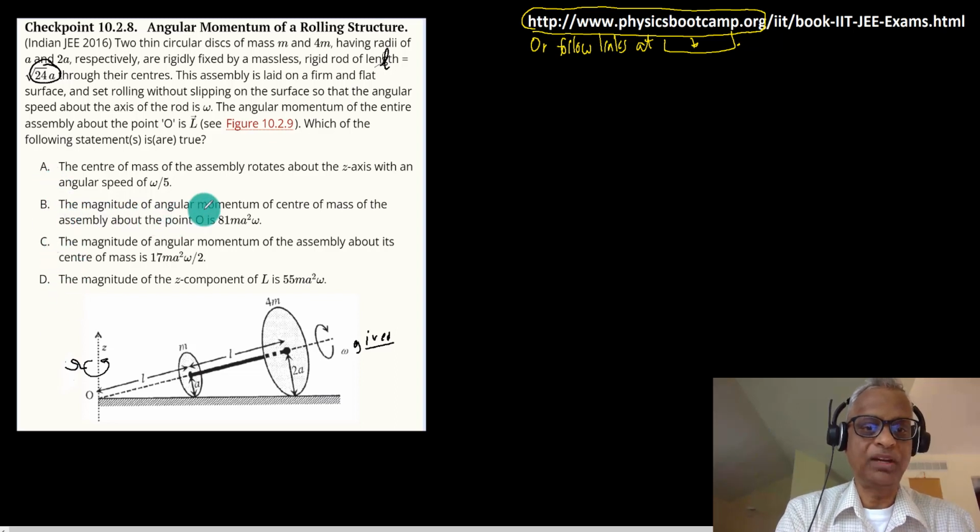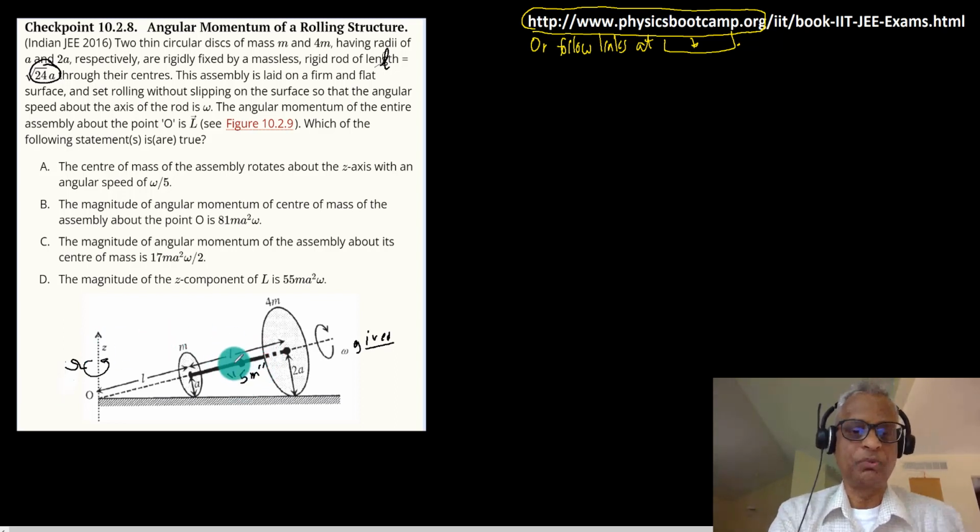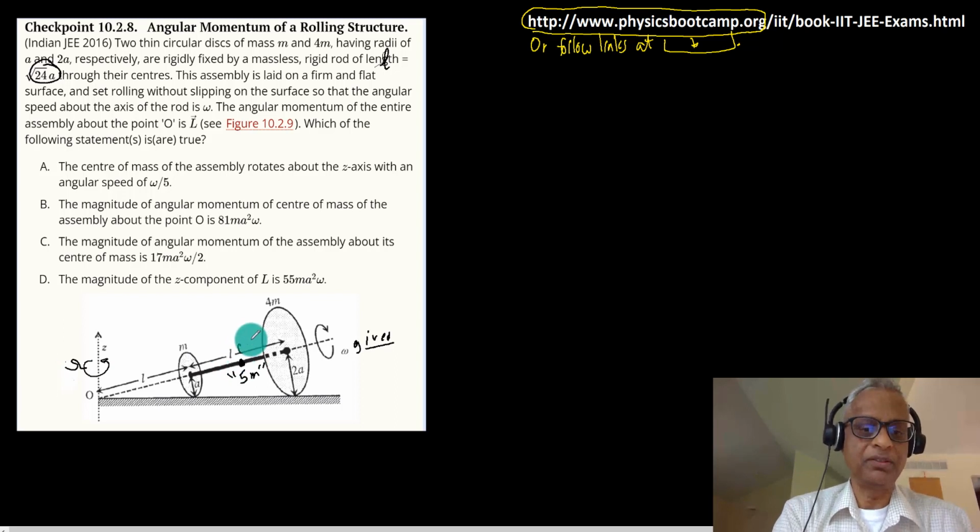In B, we have to find the angular momentum of the center of mass. So if I put all the 5 m's over here, this is the center of mass, what will be the angular momentum of that? And then in C, the magnitude of the angular momentum of the assembly about its center of mass.